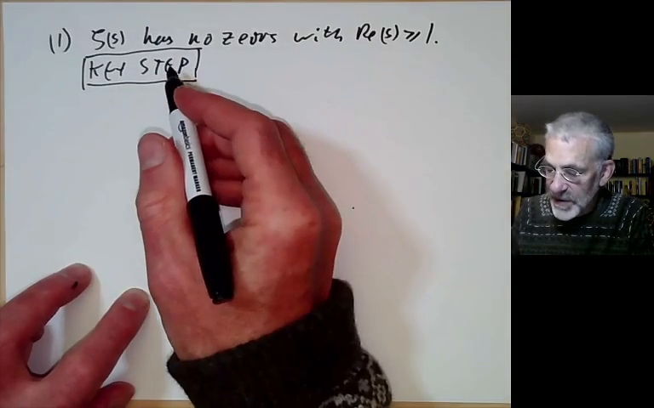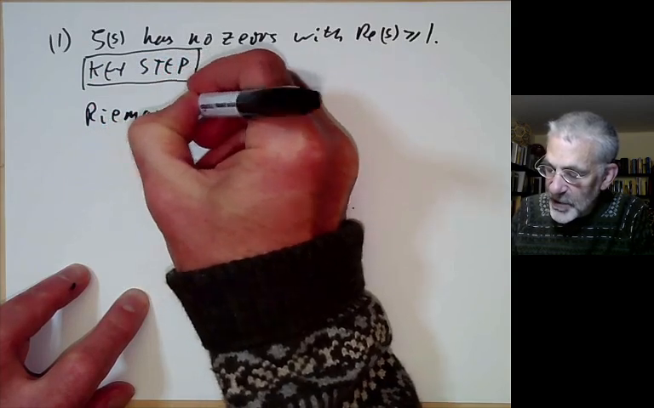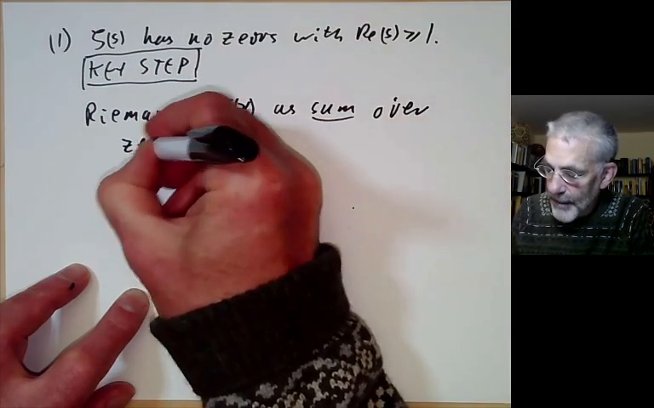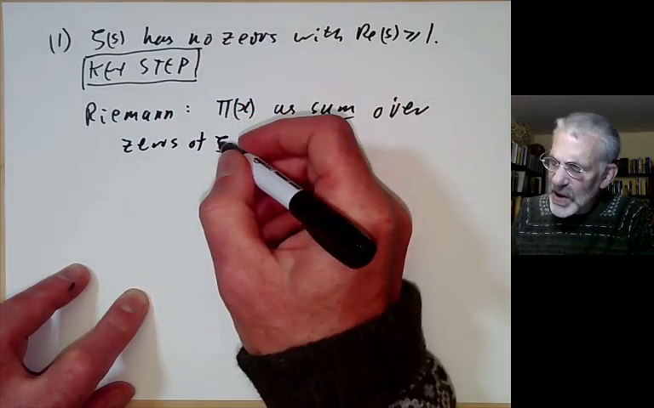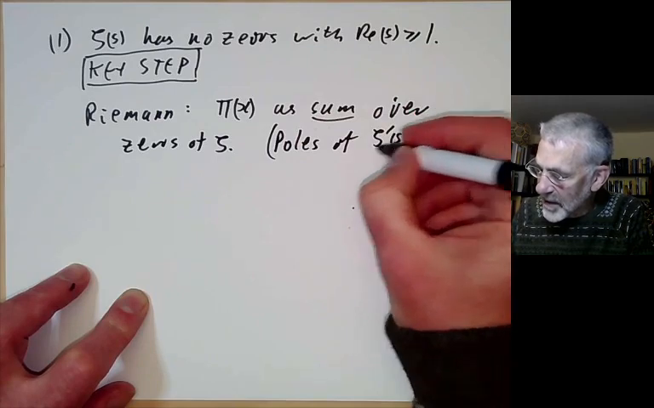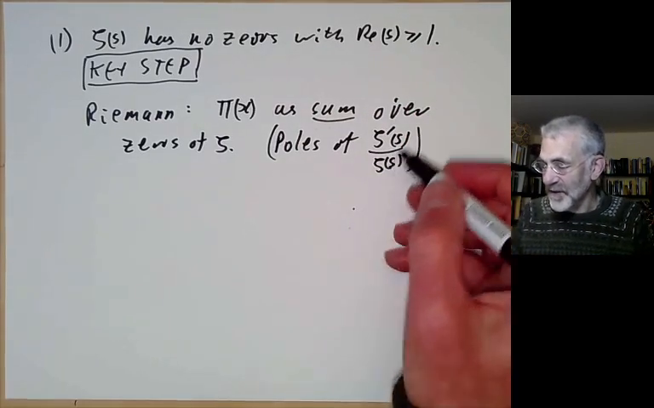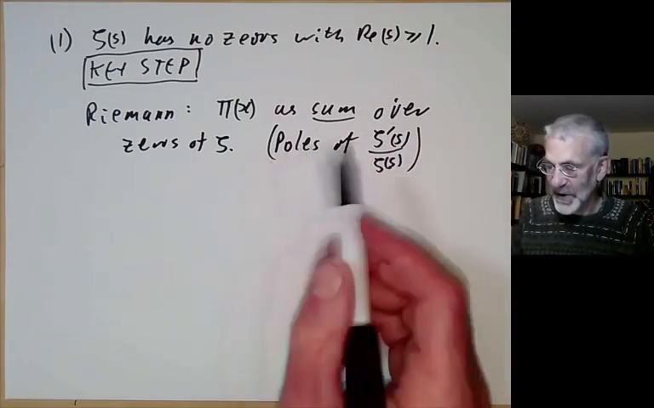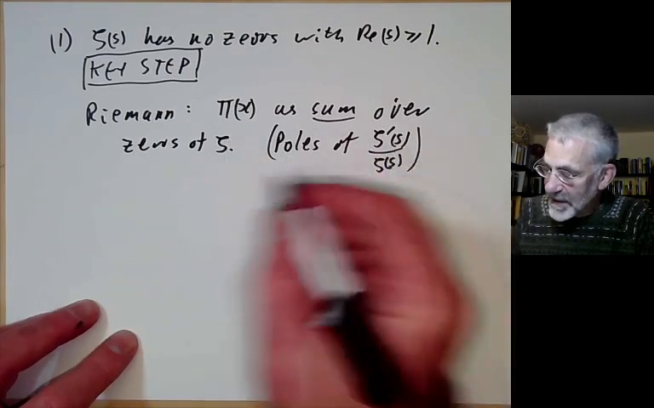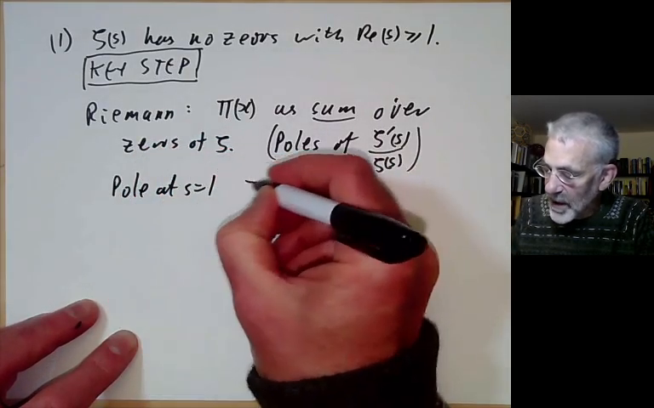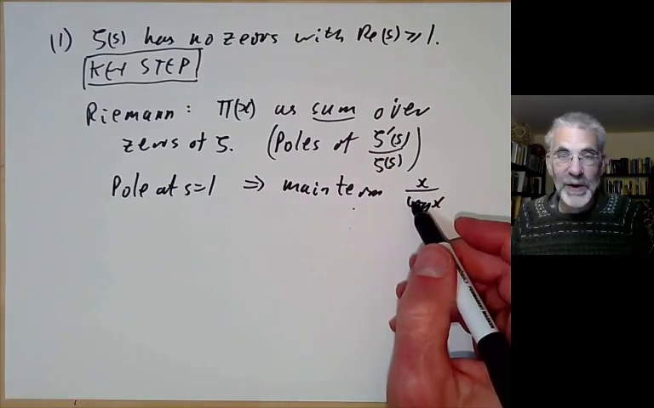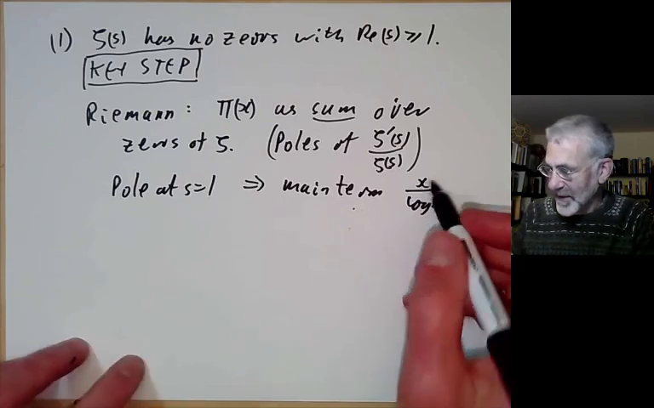So why should this be important? Well, Riemann showed that you can write pi of x as a sum over zeros of the Riemann zeta function. Actually, he didn't really sum over zeros of the Riemann zeta function. What he summed over was poles of zeta prime s over zeta of s. But obviously a zero of zeta of s is a pole of zeta prime of s over zeta of s. So if you look at his proof, he was actually using the logarithmic derivative of the zeta function. And there's a pole at s equals 1, which gives you the main term, which is roughly x over log of x. Actually, it's really something more complicated called the logarithmic integral of x, but we won't worry about that. X over log of x is good enough.